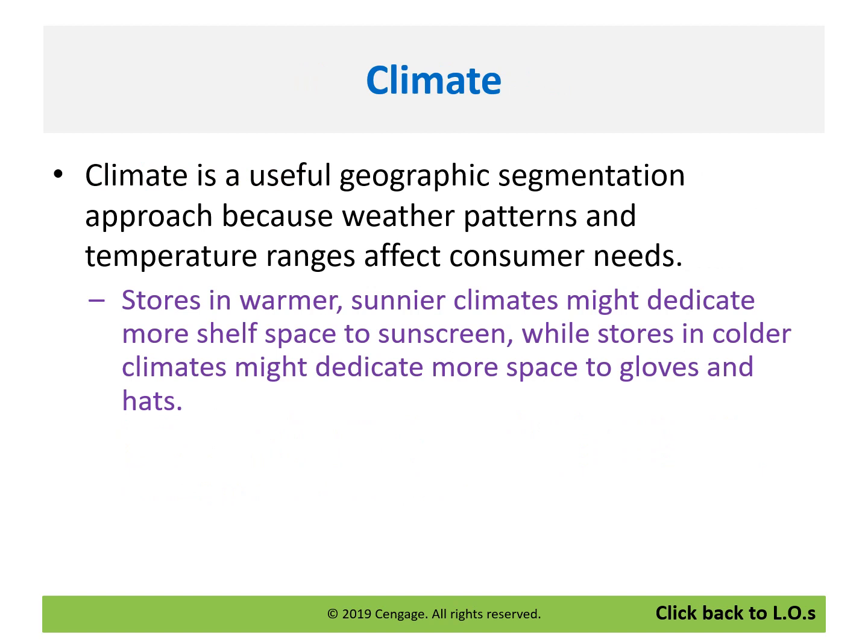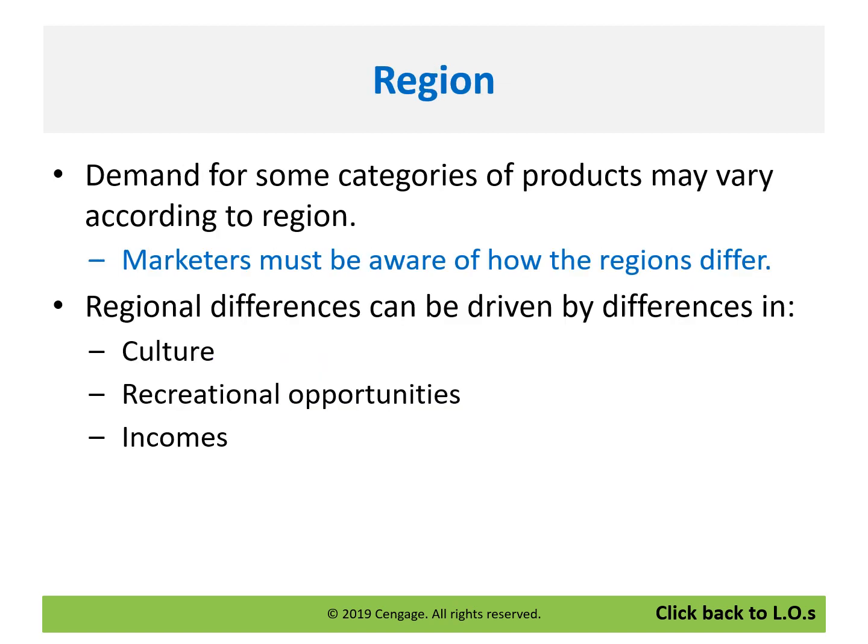Climate is a useful geographic segmentation approach because weather patterns and temperature ranges affect consumer needs. For example, stores in warmer, sunnier climates might dedicate more shelf space to sunscreen, while stores in colder climates might dedicate more space for gloves and hats. Demand for some categories of products may vary according to region. Marketers must be aware of how the regions differ. Regional differences can be driven by differences in culture, recreational opportunities, and incomes.